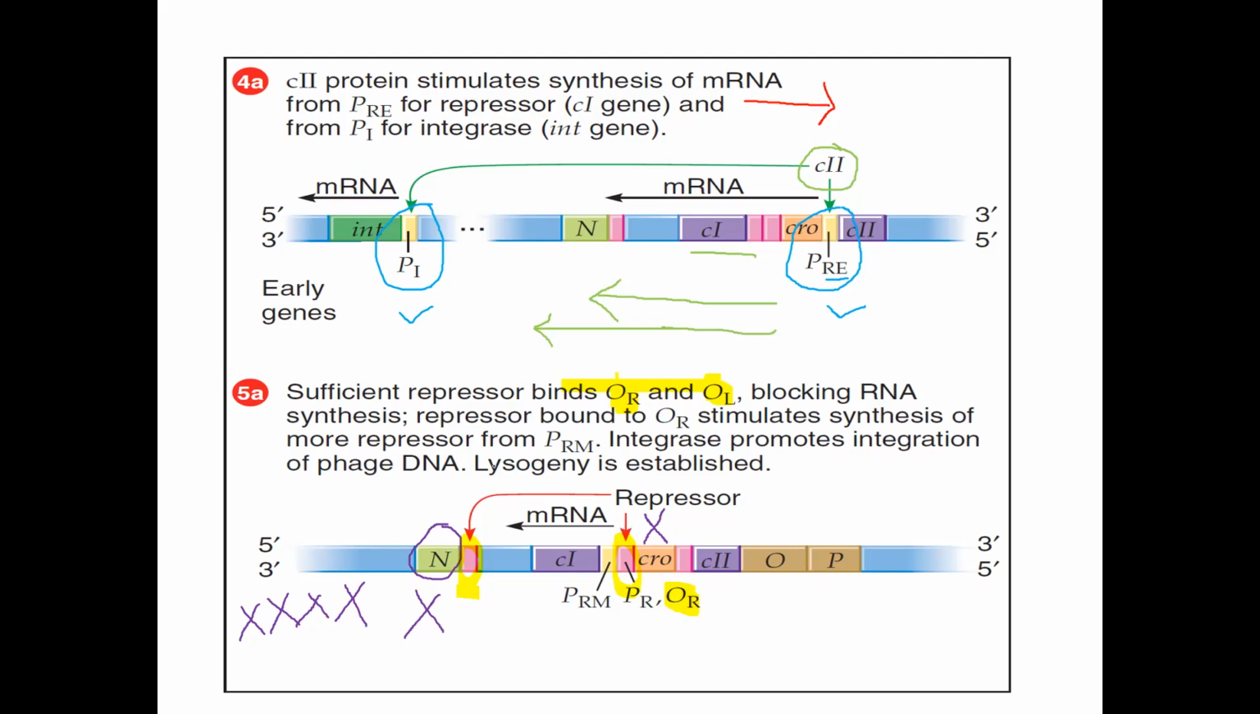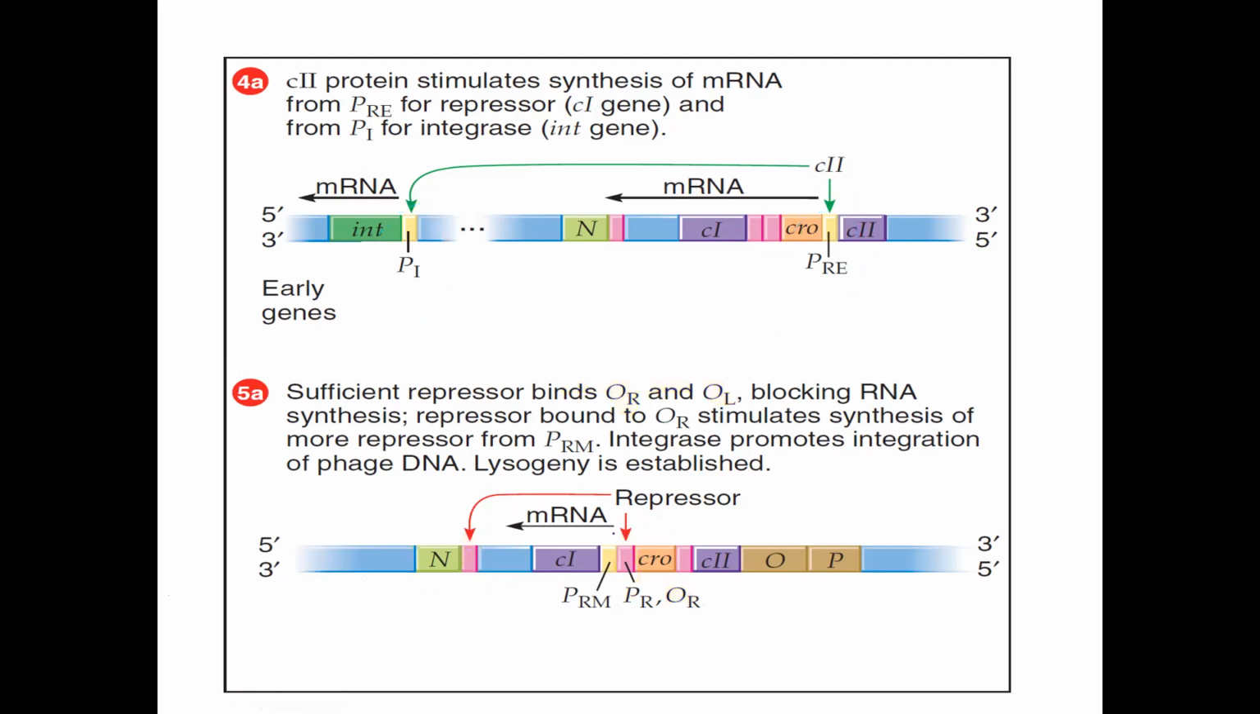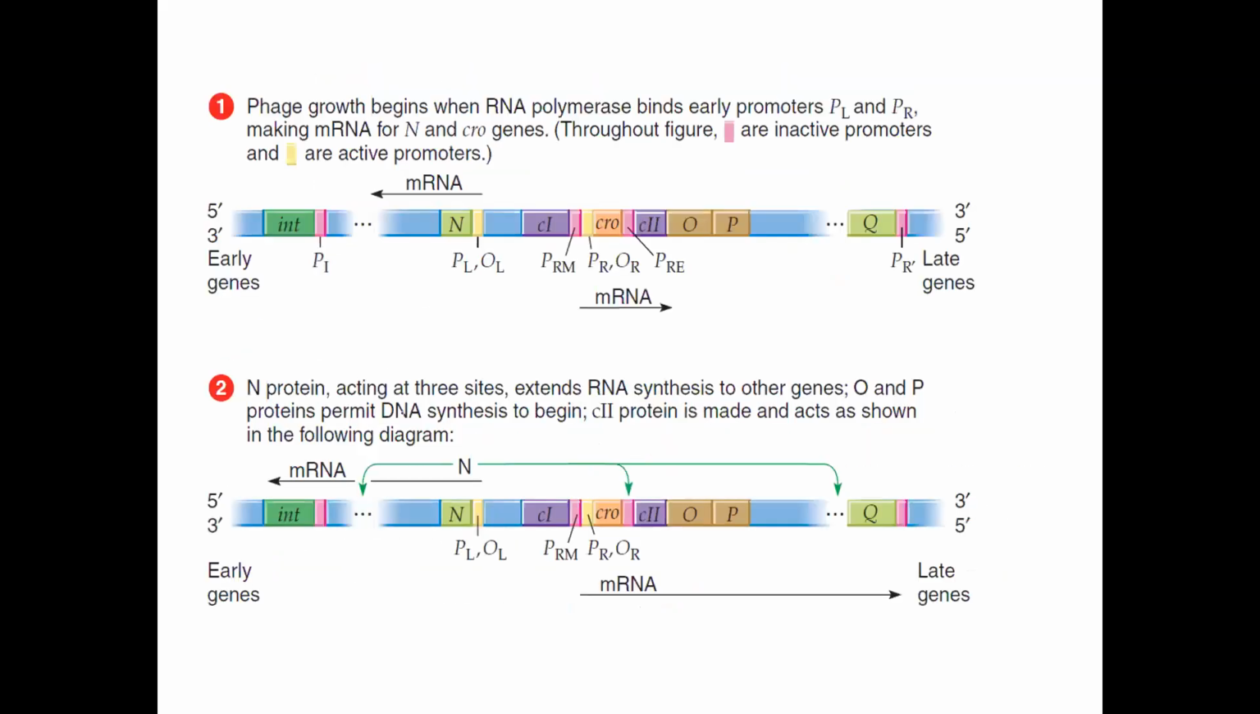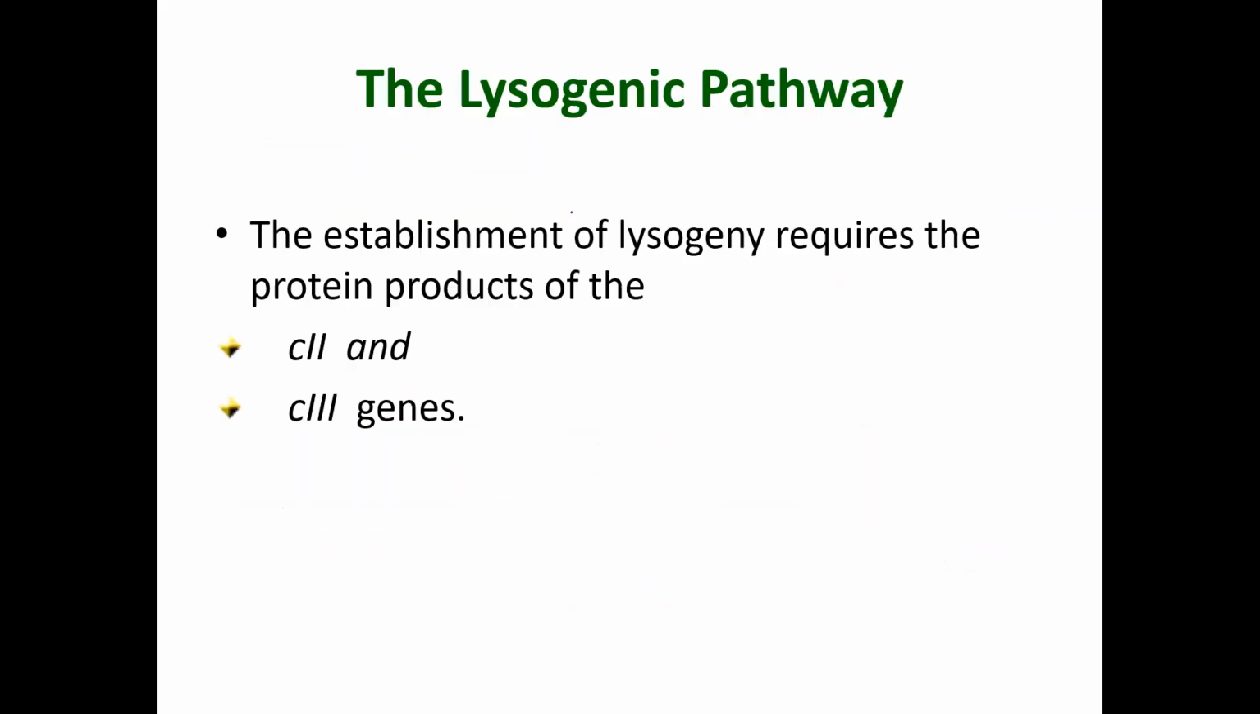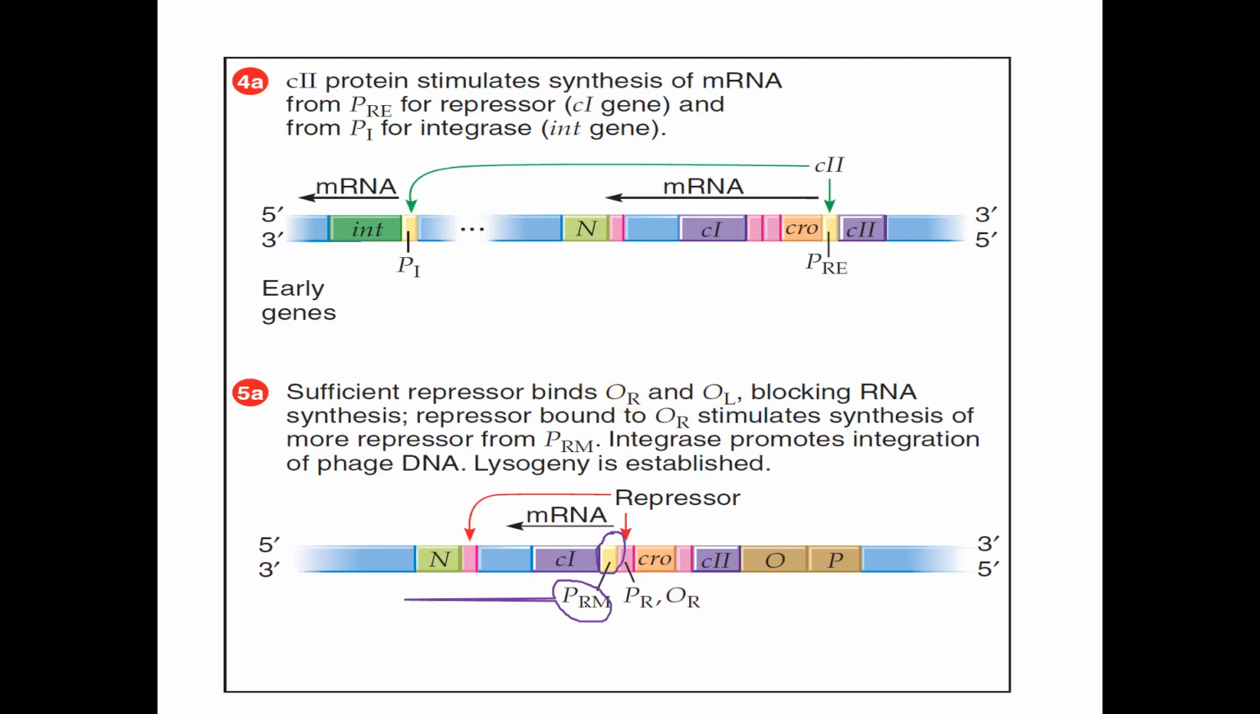Not only this, the repressor, by binding to operator right and operator left and inactivating promoter left and promoter right, will also activate one more promoter, that is promoter PRM. If I take you to the first slide, promoter PRM is inactive initially, it's pink in color. But now the promoter PRM for repressor maintenance is activated, yellow in color, by none other than the repressor itself. And from this promoter PRM, the C1 repressor would be made.